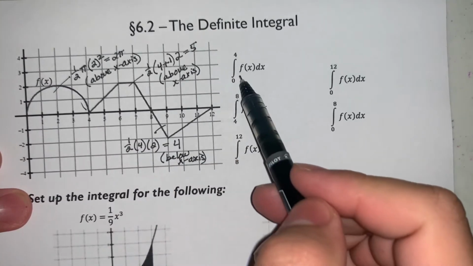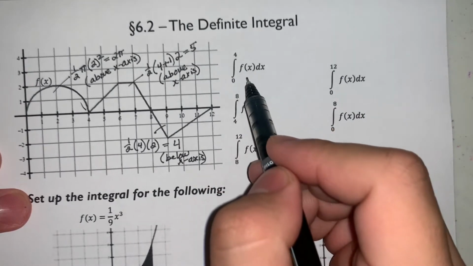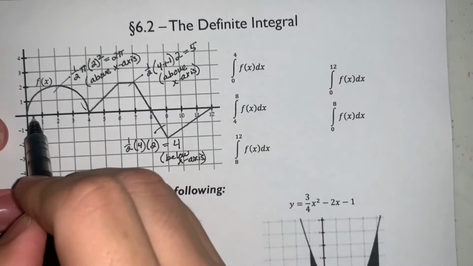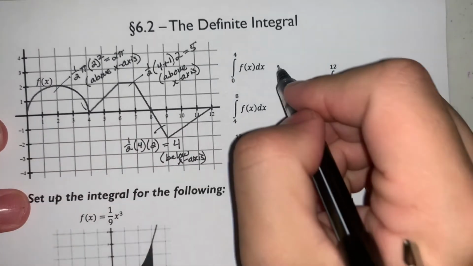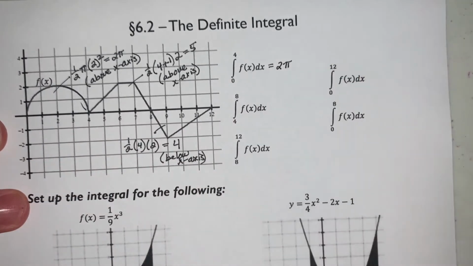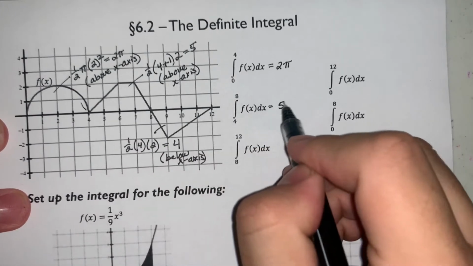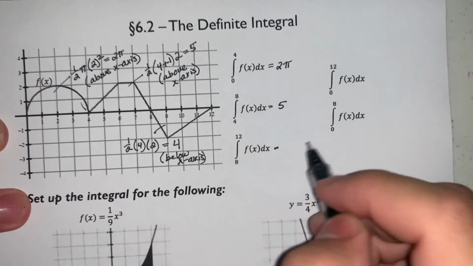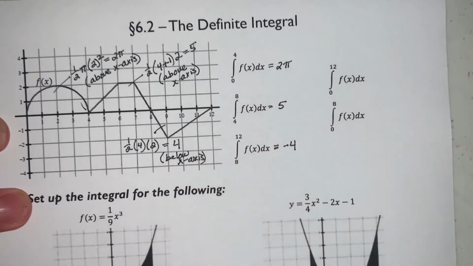So here, and this is what the notation of the integral is saying, this integral is saying what is the area underneath the curve for the function between the intervals 0 to 4. So from 0 to 4, that area is 2 pi. From 4 to 8, that area is 5. From 8 to 12, that area, since it's below the x-axis, we're going to say that that's -4. So any areas below the x-axis are negative.